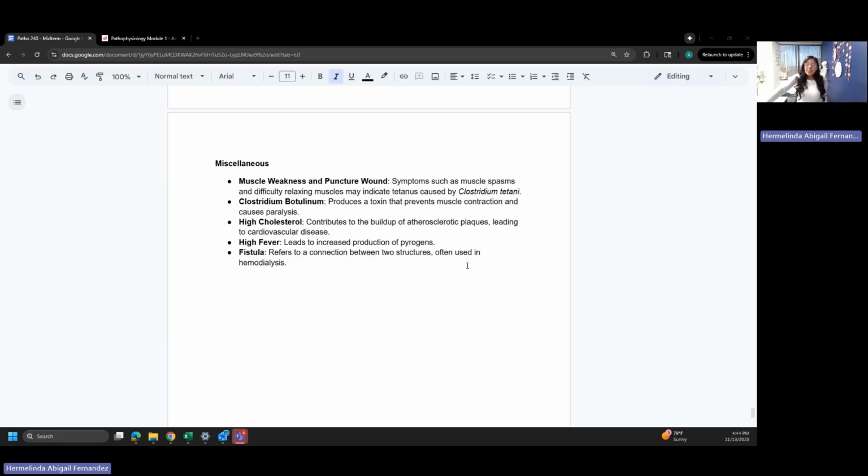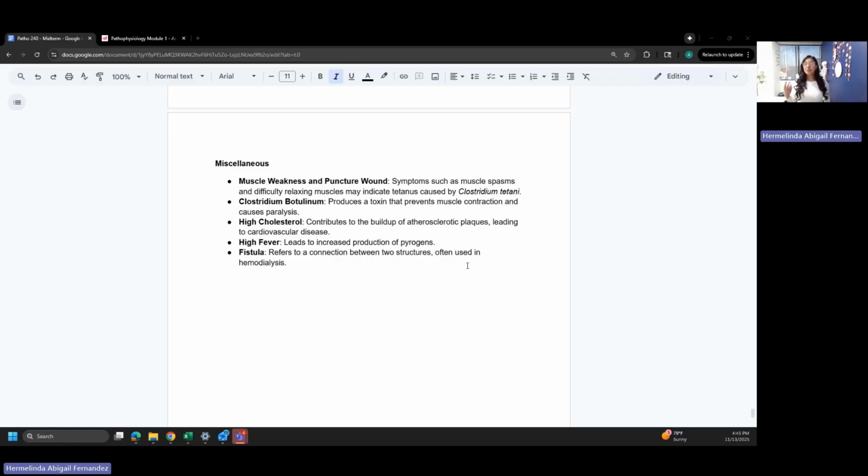And then just miscellaneous things to know. Muscle weakness and puncture wounds, so symptoms such as muscle spasm and difficulty relaxing those muscles indicate tetanus. So this could be Clostridium tetani. Clostridium botulinum, sorry, produces a toxin that may prevent muscle contraction. So your muscles aren't contracting. What happens? This can lead to paralysis.